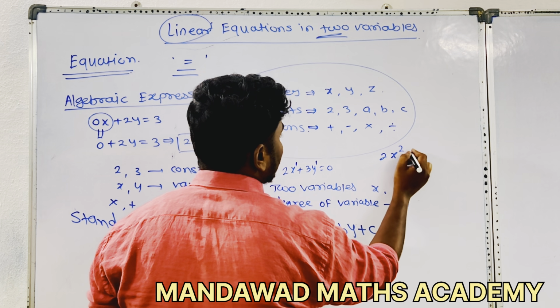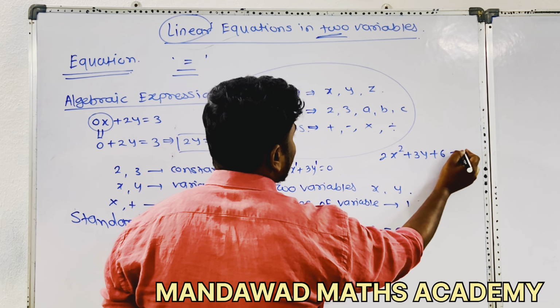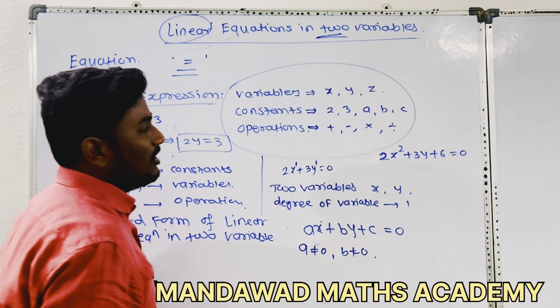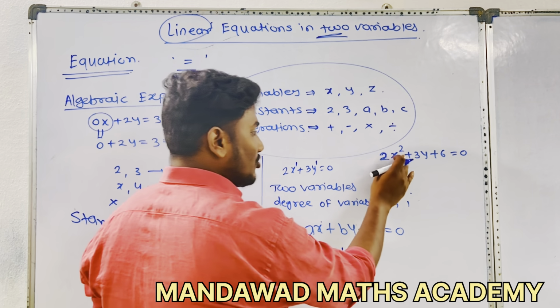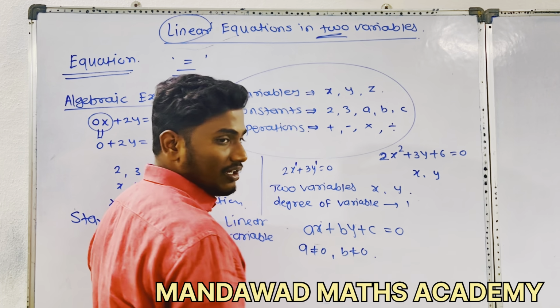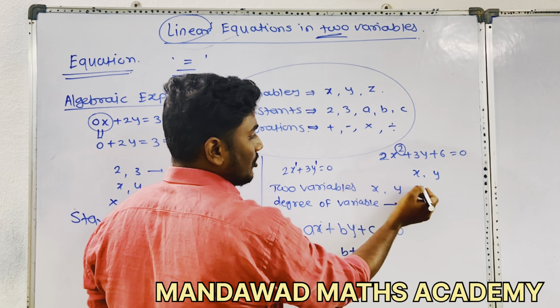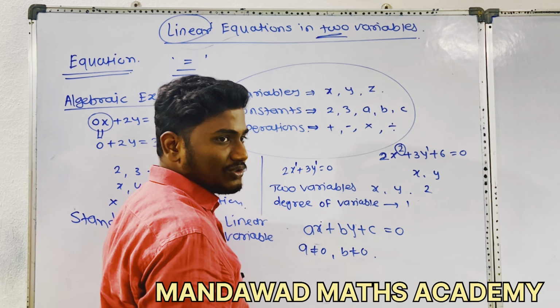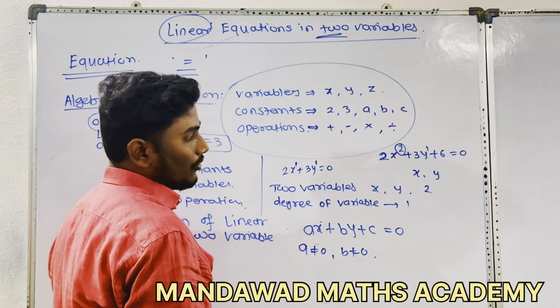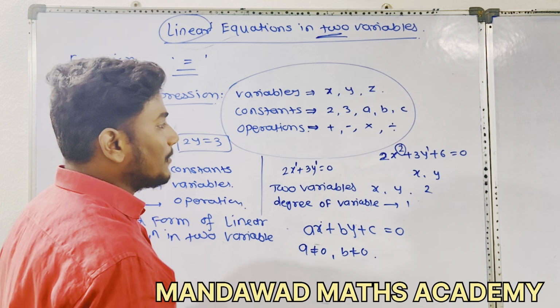2x square plus 3y plus 6 equal to 0. Is it a linear equation in two variables? No. It has two variables, x and y. But what is the degree of this x? 2. And the degree of this y is 1. The degree of this 6 is 0, meaning there is no variable, the power is 0.